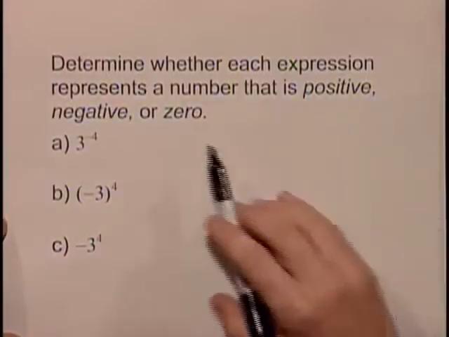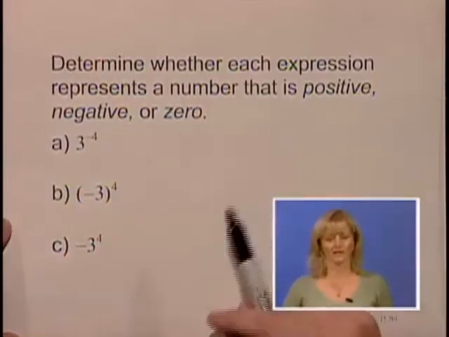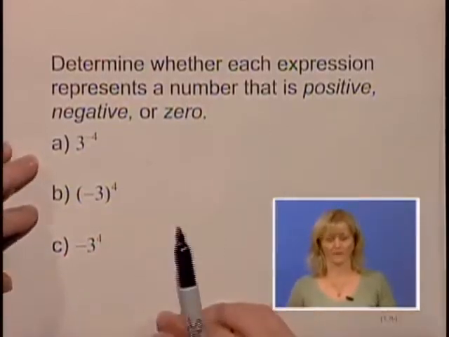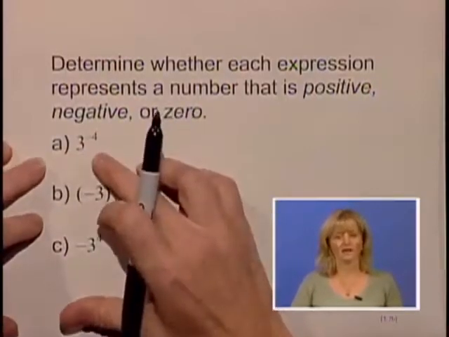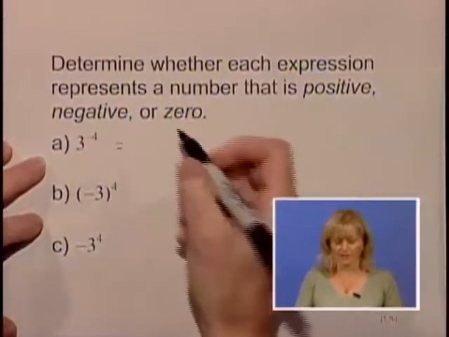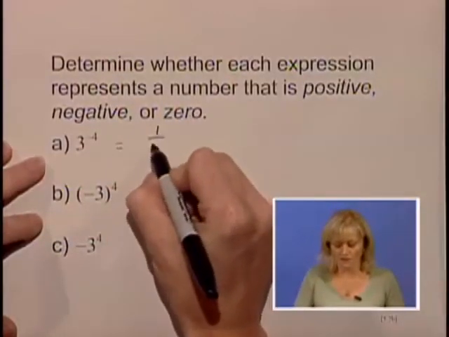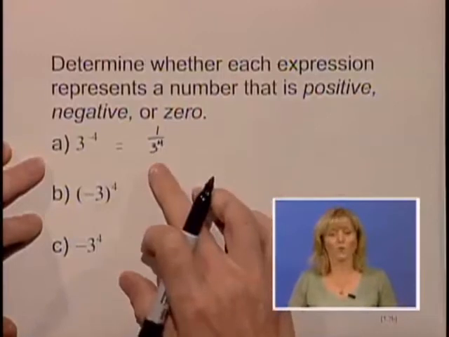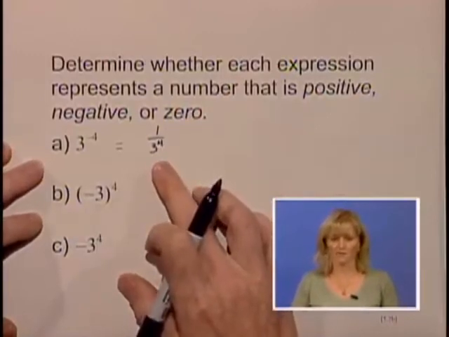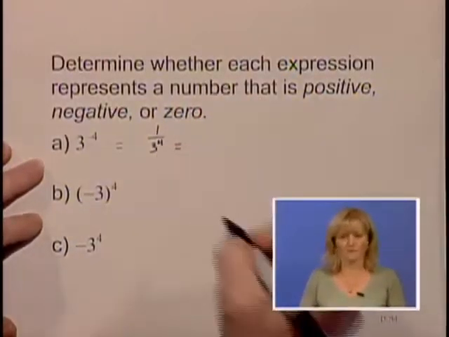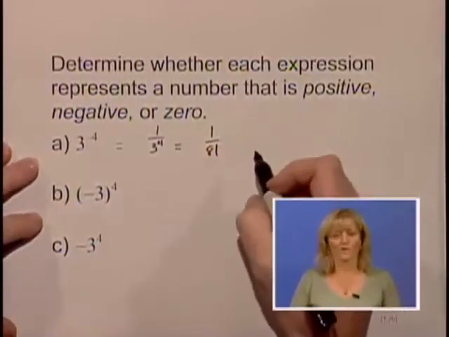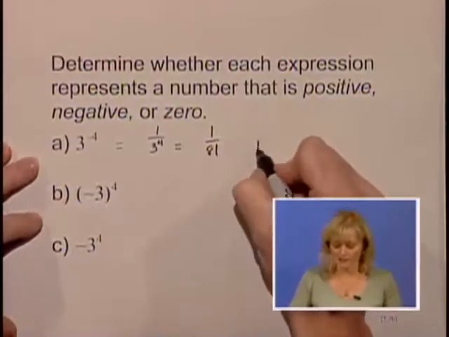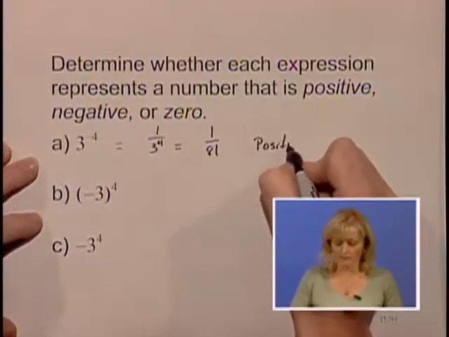Let's determine whether each expression represents a number that is positive, negative, or 0. We have several to do, so we'll start with part A, with 3 to the negative 4. Notice we have a negative exponent. By definition, that negative exponent transforms our problem into 1 over 3 to the positive 4. Simplifying that a little further, we have 1 over 81. 1 over 81, although it's a fraction, it is a positive number.